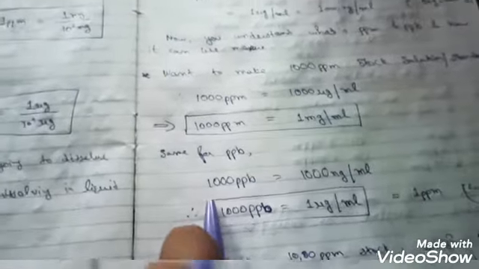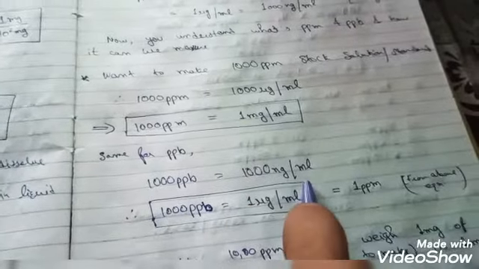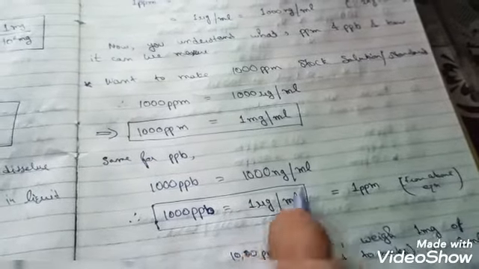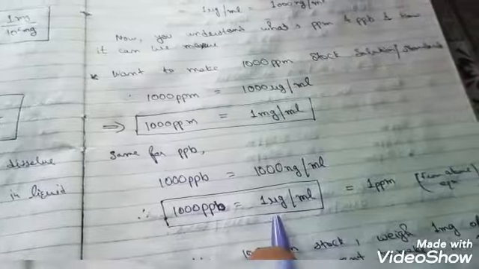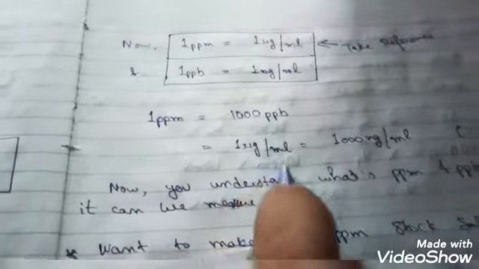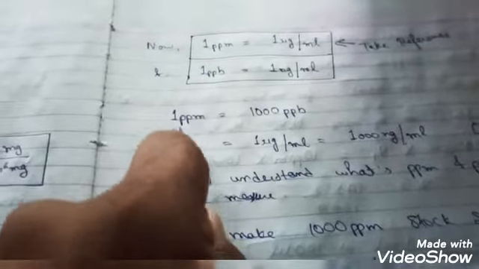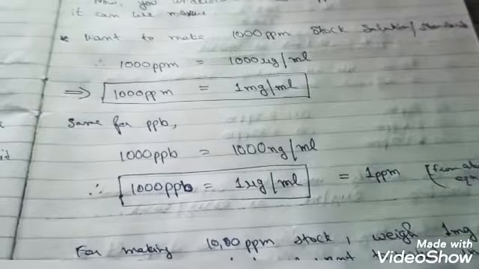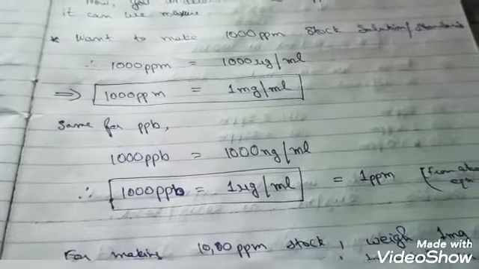Same as for ppb, 1000 ppb is equal to 1000 nanogram per ml. 1000 nanogram is 1 microgram. So 1000 ppb is equal to 1 microgram per ml. We can also say that is equal to 1 ppm. Here 1 microgram per ml is 1 ppm. So 1000 ppb is equal to 1 ppm is equal to 1 microgram per ml.